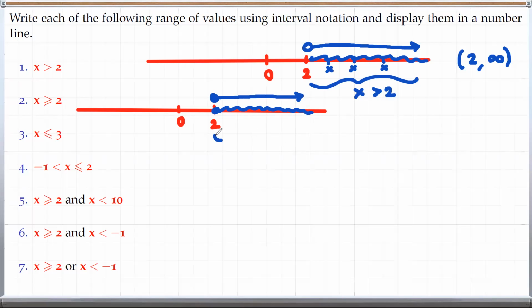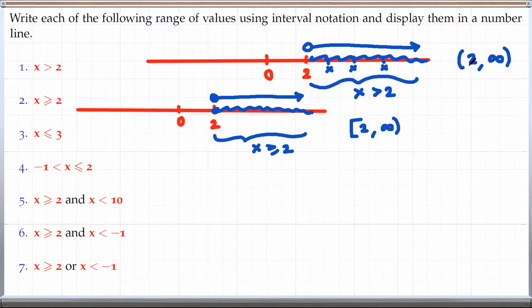So this represents x greater than or equal to 2. And in interval notation, we can write this as a square bracket, 2 to infinity, [2, ∞). So when you have this square bracket, that means include the endpoint. When you have this parenthesis, that means do not include the endpoint.